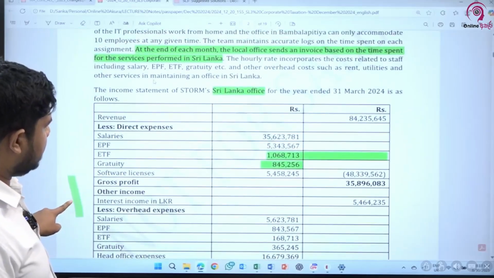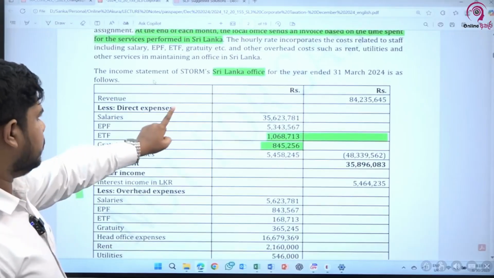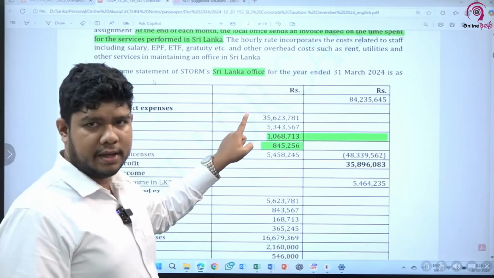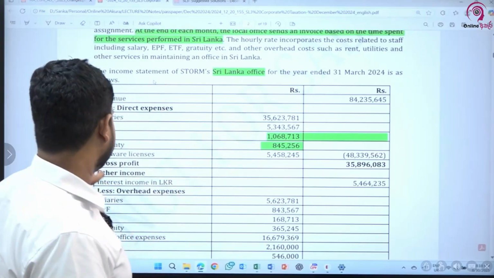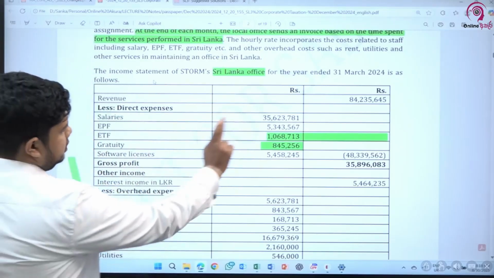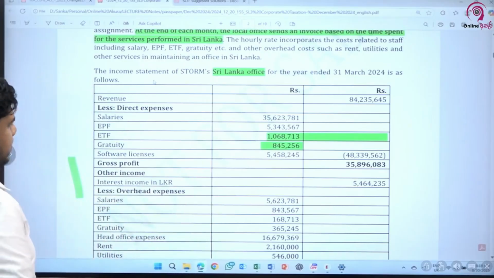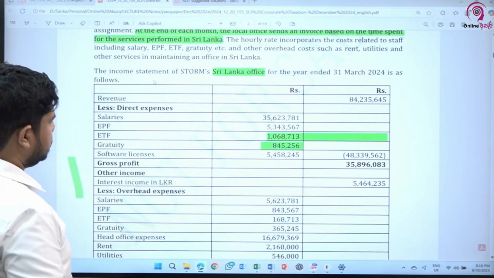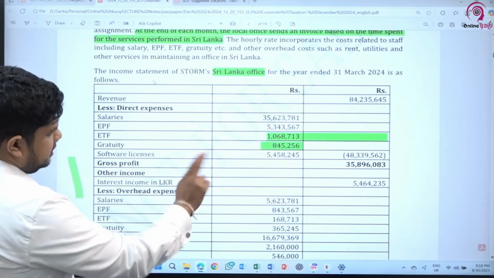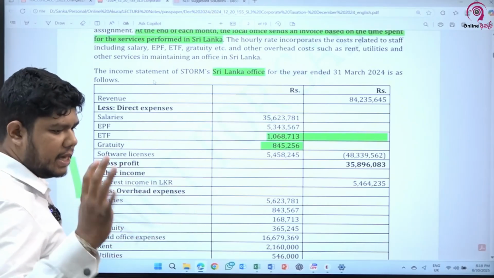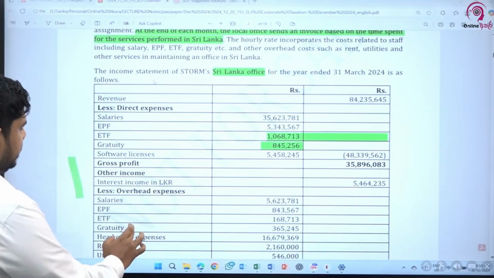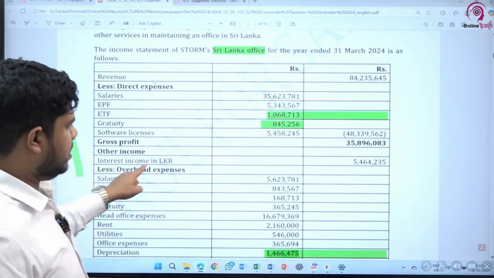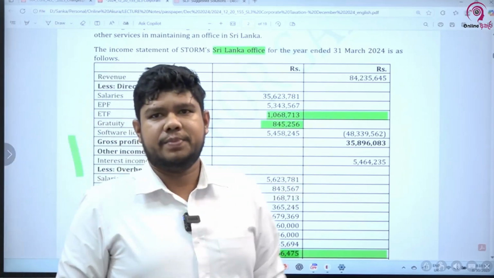Now it's solved. Now we can go to the P&L directly. Revenue, we computed the proportion. Salaries are incurred under section 11, so can be deducted. EPF can also be deducted under 11. ETF can also be deducted. Gratuity too. Software license, we discussed. No WHT has been deducted, so we allowed it. Other income, interest income. Other income, what happened, students?